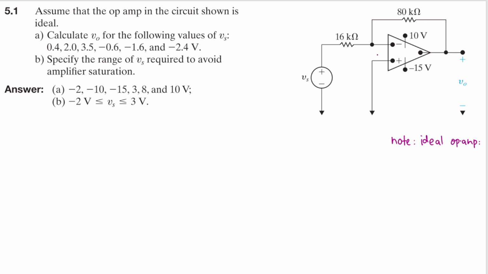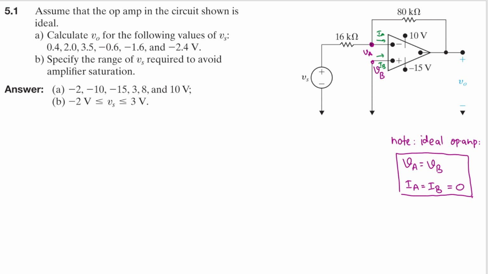Okay, so let's name this node here as node VA and this node here as node VB. Remember that we have an ideal op-amp. VA will equal VB, and also the current that goes into the op-amp, let's name this as IA and let's name this as IB, will be 0. So the second condition is IA is equal to IB, and that will equal 0. This is the condition of an ideal op-amp.